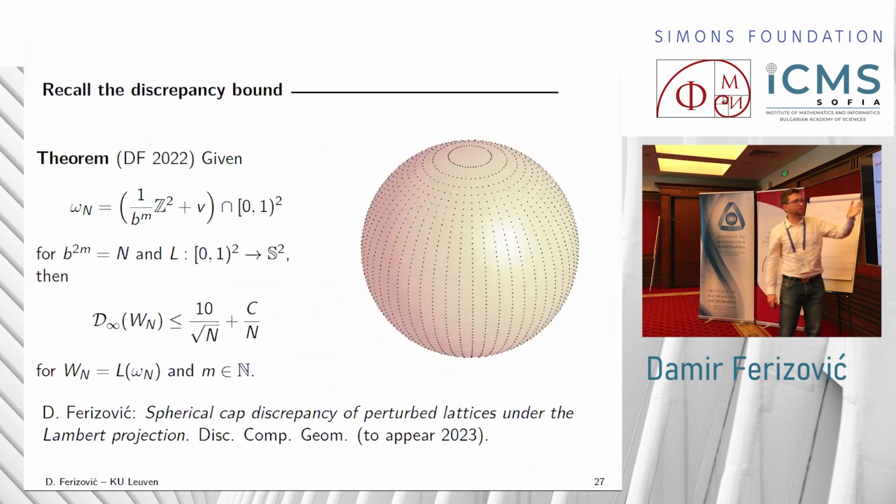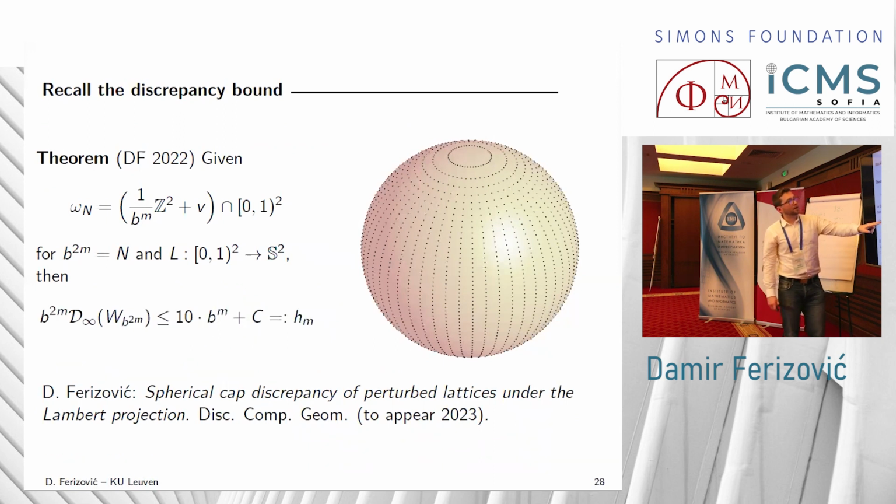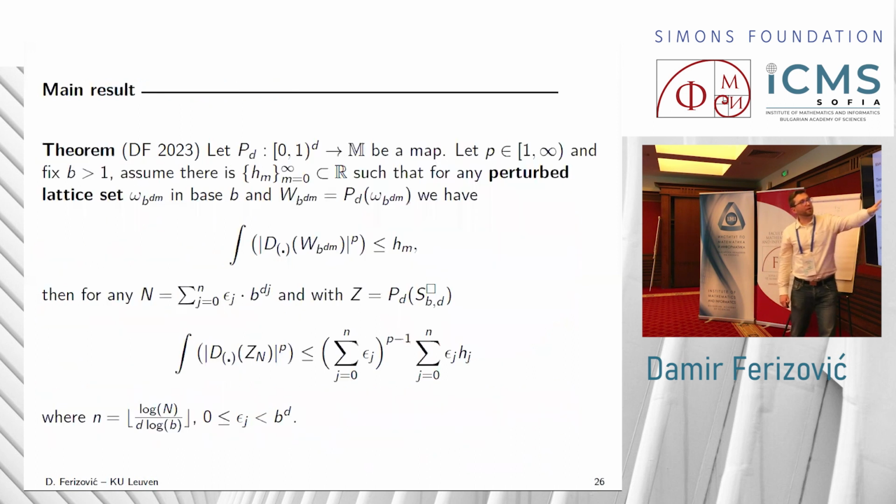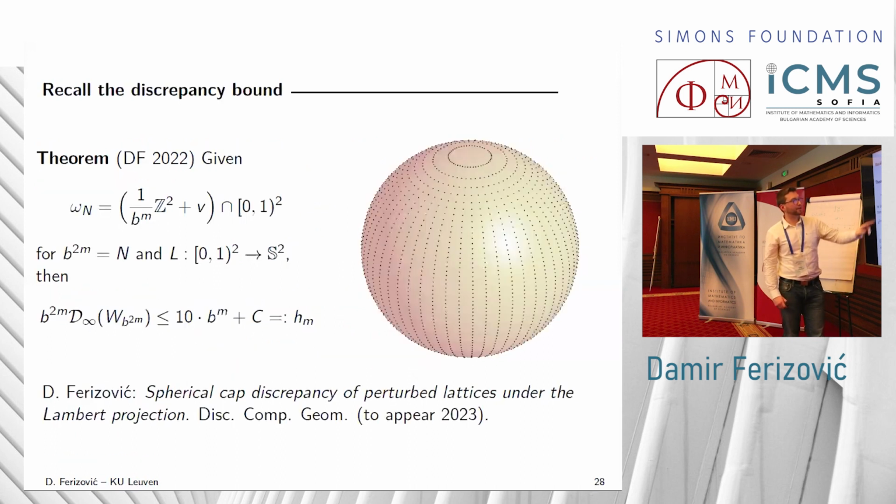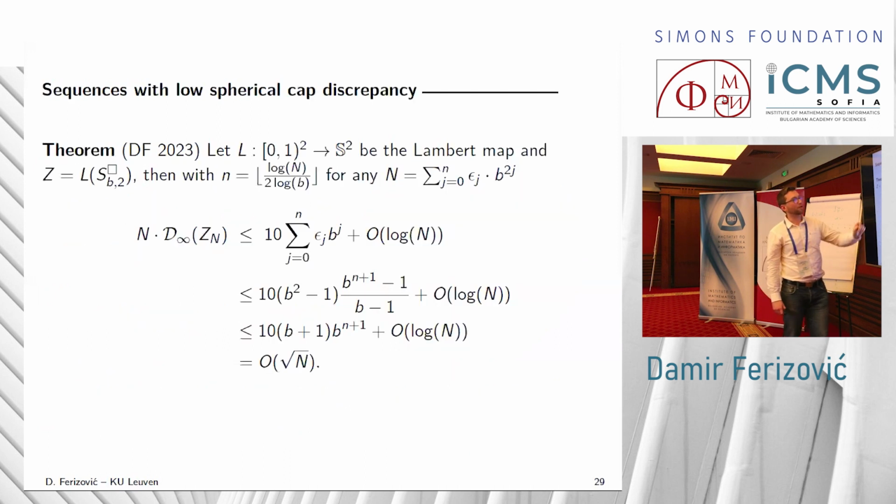Now let's recall this bound that I've obtained in my previous publication. It looks like this. And now from this we will obtain values for these functions hm. So we just multiply by b to the 2m, which is n, and we obtain b to the m, which is square root of n, right? And this is now a function hm. And this holds for every projected lattice, right? So for every projection of the perturbed lattice sets, we have these bounds now. So we can apply this theorem with Lambert projection or Mercator projection, and we'll obtain that our sequence now satisfies this bound.